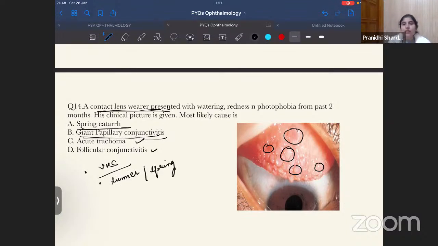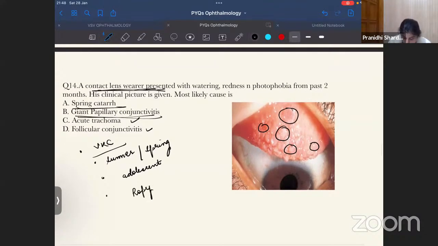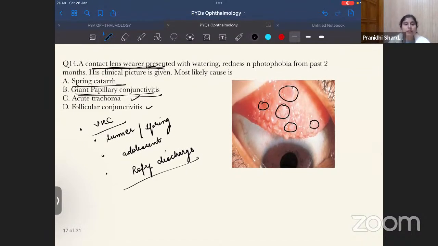So in VKC, along with the image, you will be given that the patient has an increase in symptoms in summer or spring, or it will be given like an adolescent age group child. There will be ropey discharge. So these are some of the hints which will be given if the answer is VKC: summer, spring, adolescent age group, ropey discharge.